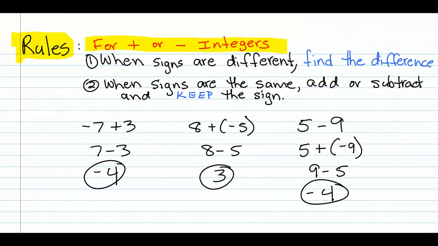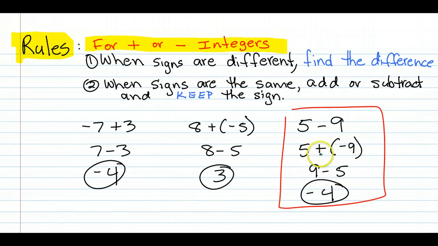Okay. This one I think is the one that tricks you guys the most, when it's a subtraction sign like that. Add the opposite. And so you'll see you have one of each. They're different signs, so find the difference. All right. Okay, pause if you haven't had a chance to write down those rules, and then start it up again when you're done.